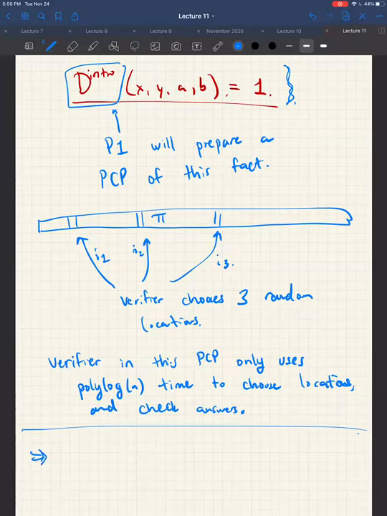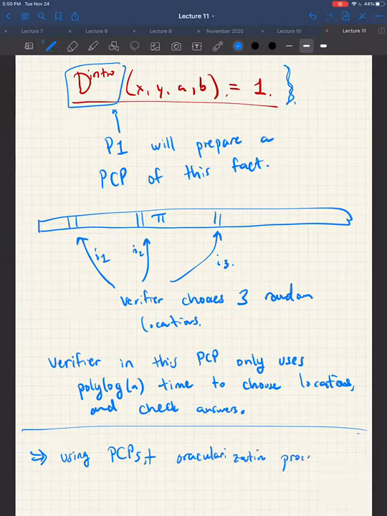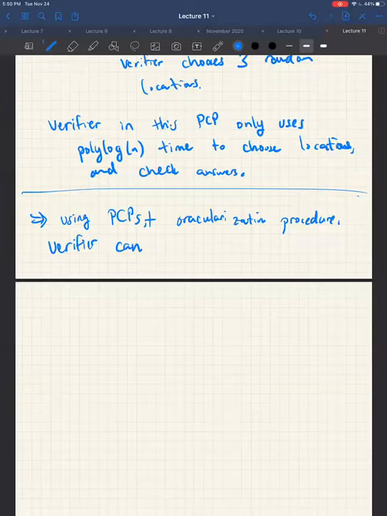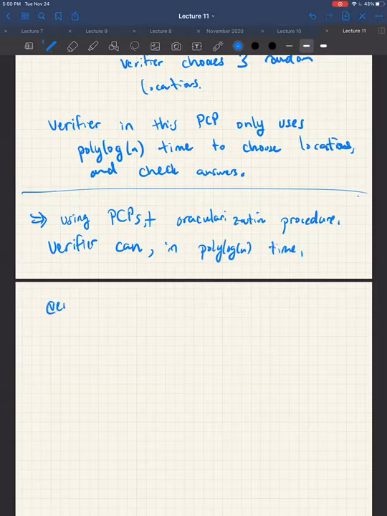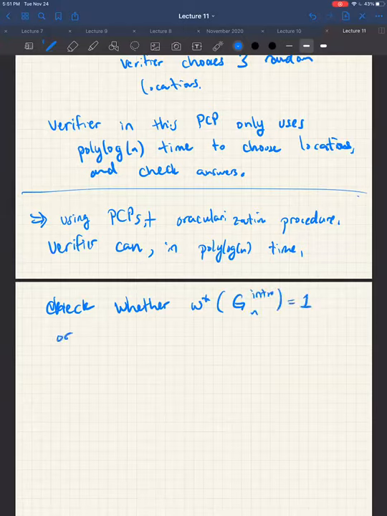Okay, so what's the punchline? Using PCPs plus this oracularization procedure, the verifier can, in polylog n time, check basically whether the value of G_n is equal to 1 or not. And so we've basically arrived at our goal.